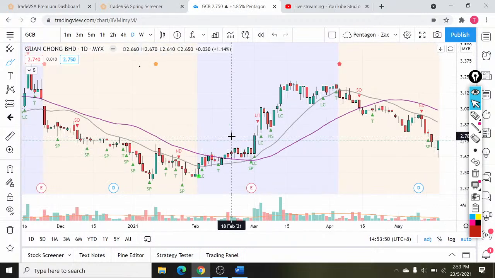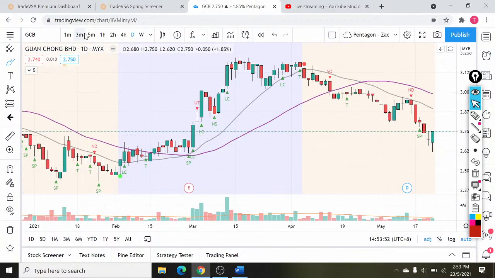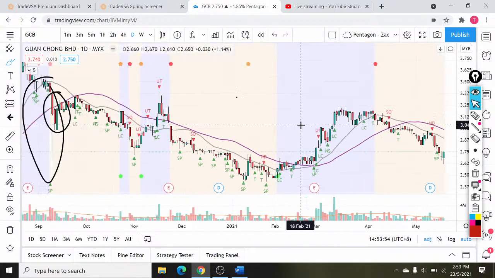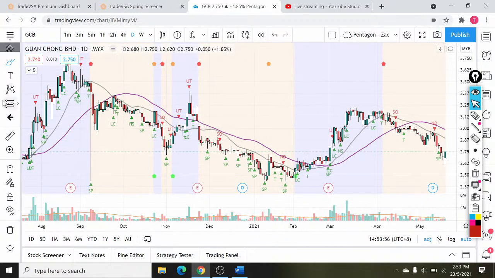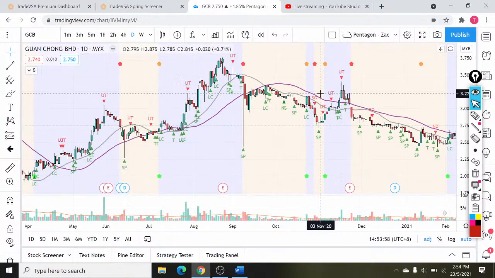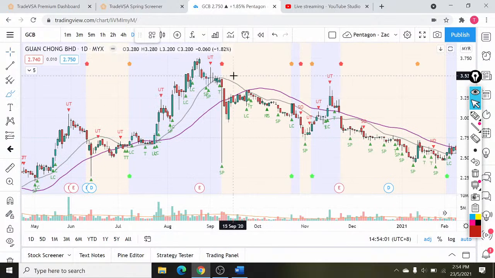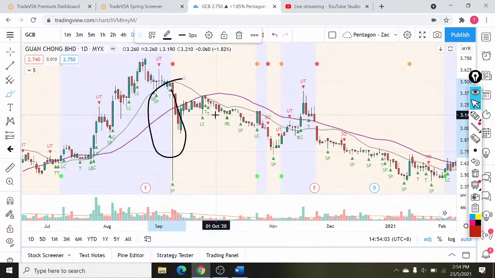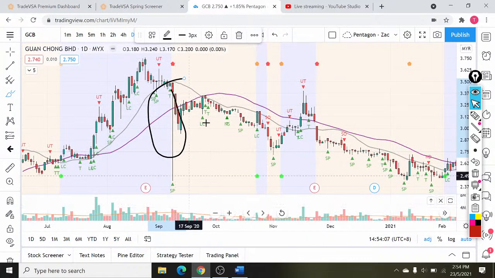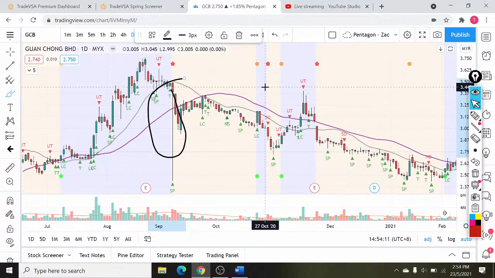So this is GCB. Is it GCB or is this the daily chart? Yeah, this is the one. Remember yesterday I showed this also. So here, a really big spring, but the next day it closed lower, and some more closed with high volume. So you know this is a bit weak lah, this kind of spring is a bit weak.